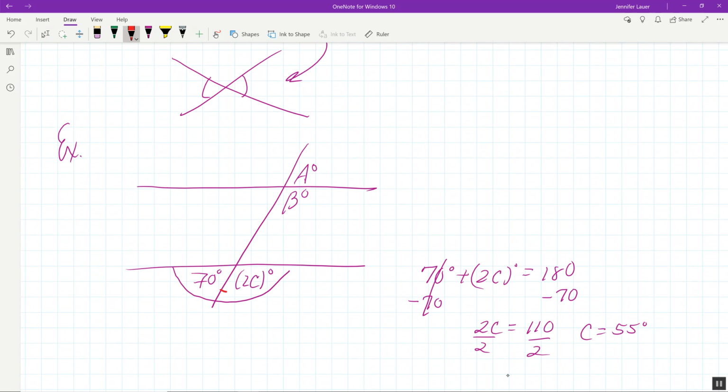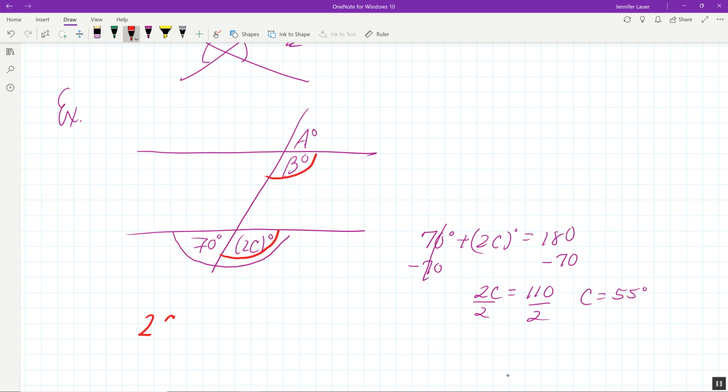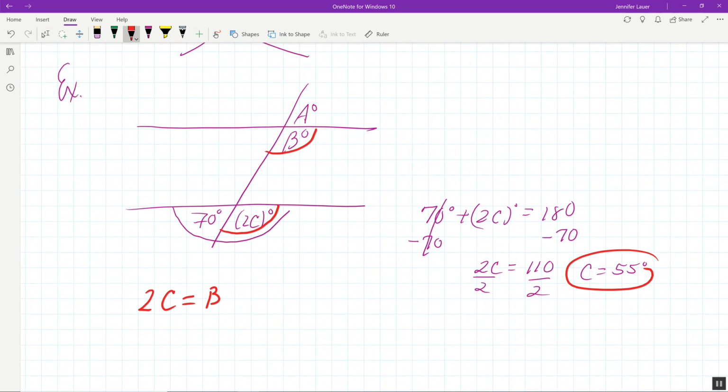So 2C corresponds with B. So I can write that down. I can say, well, 2C has got to be equal to B. Well, I figured out what C was, so I can say 2 times 55 is equal to B. So B is going to be equal to 110 degrees.